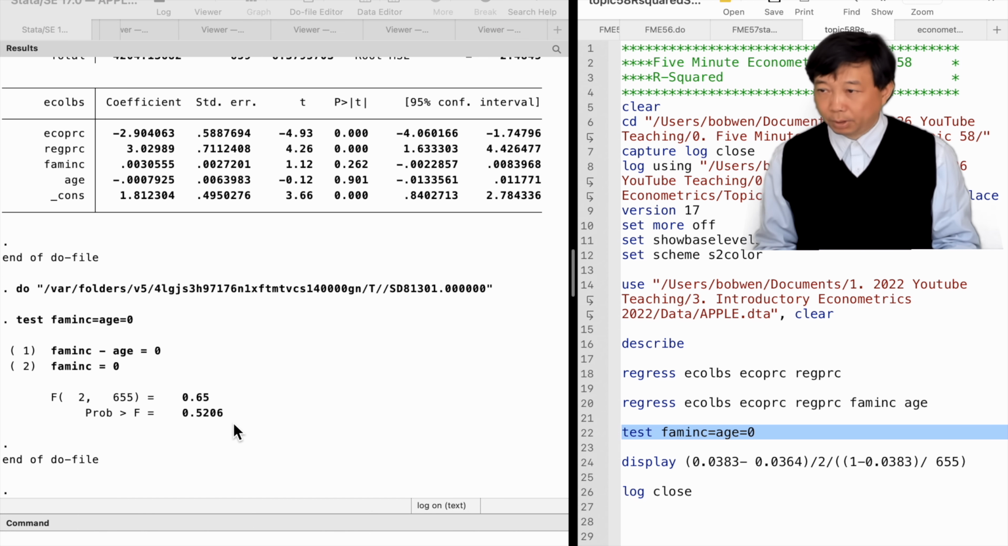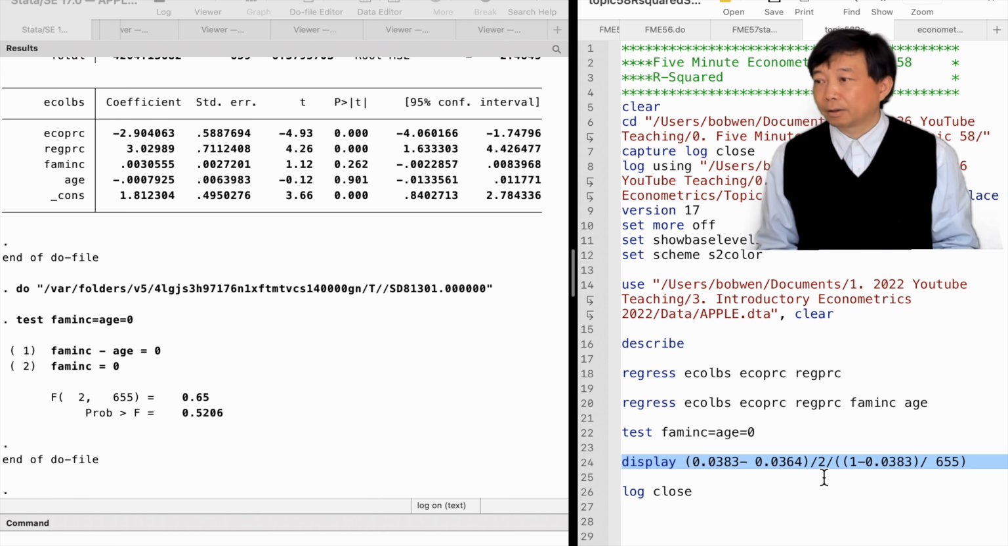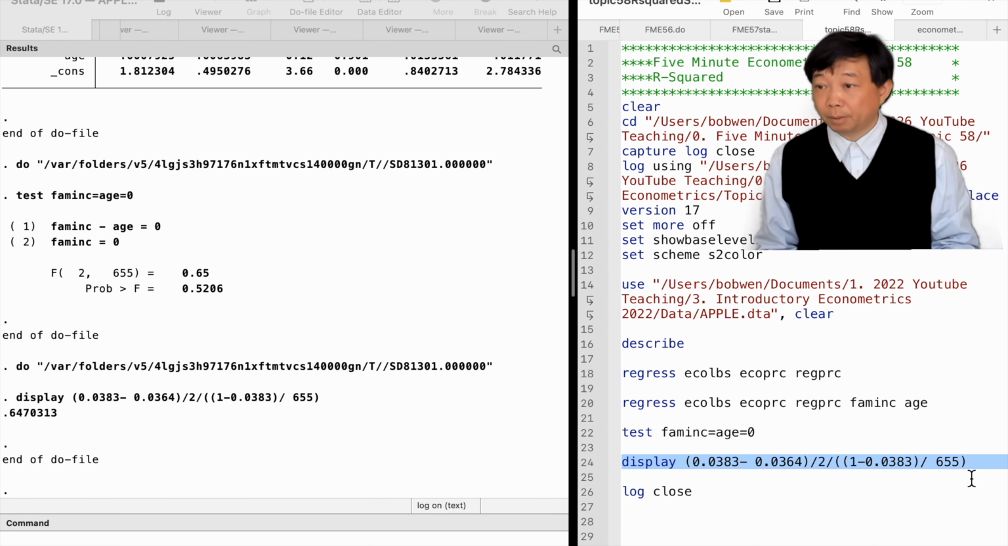We can also manually calculate the R-squared form of the F-statistic. The R-squared from the unrestricted model, the long model, is 0.0383, and that from the restricted model, the short model, is 0.0364. They are so close that the F-statistic becomes small. Notice that we use the usual R-squared instead of the adjusted R-squared in the F-statistic.